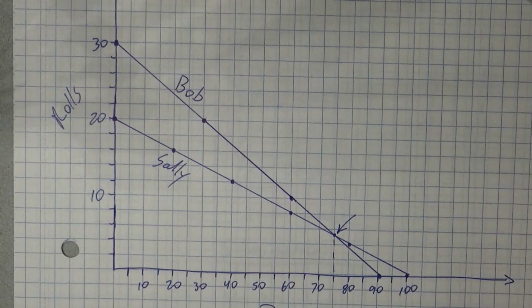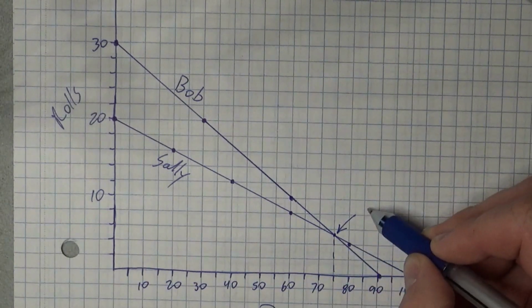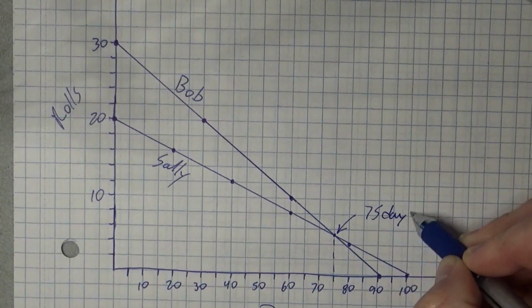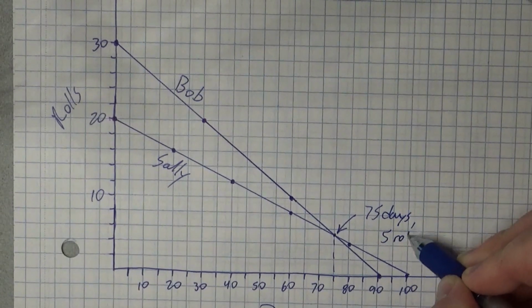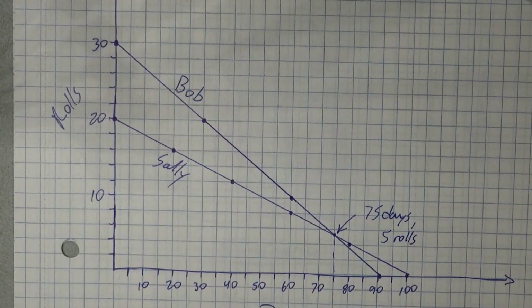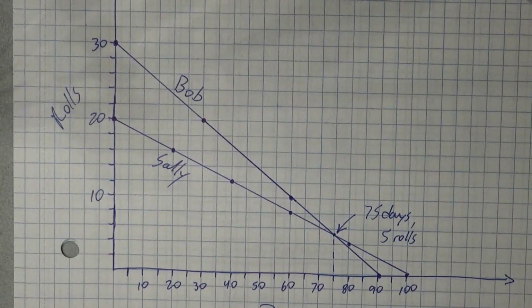So Bob uses 1/3 of a roll per day. That would be 25 rolls. So we're looking at 5 rolls. At 75 days, they both have 5 rolls remaining. Now I also suggested that you use alternate methods to solve this system of equations other than graphing.